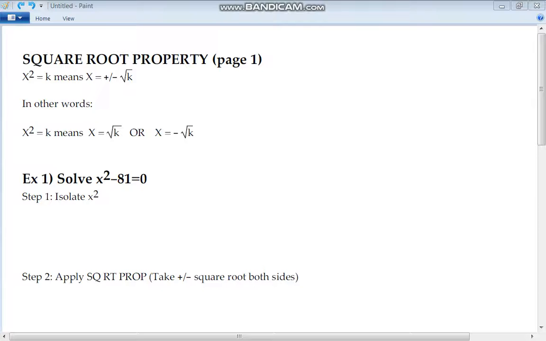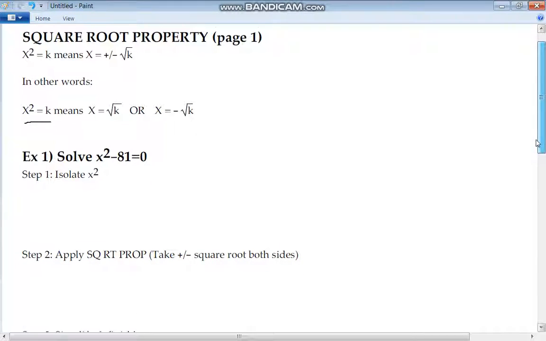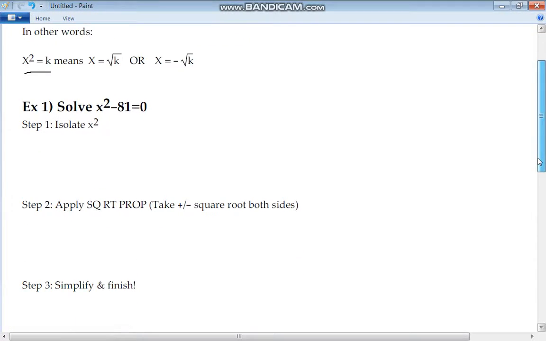x to the second power equals k, the number k. What does it mean? It means that x without the second power is equal to plus or minus the square root of k. In other words, x squared equals k means that x is going to be equal to the square root of k, or x is going to be equal to the negative square root of k. And we use this property in order to get rid of the square in an equation.